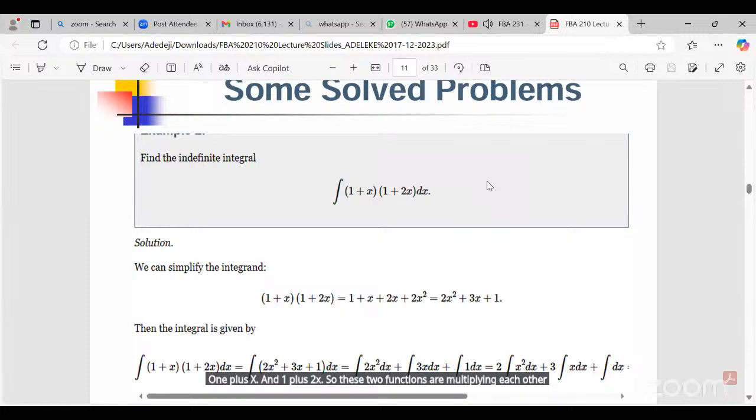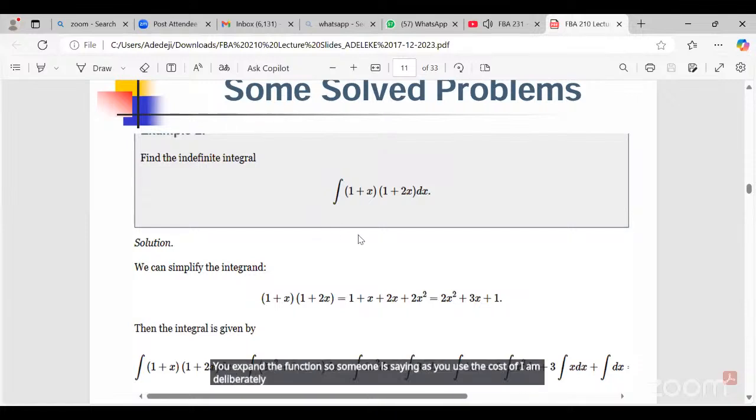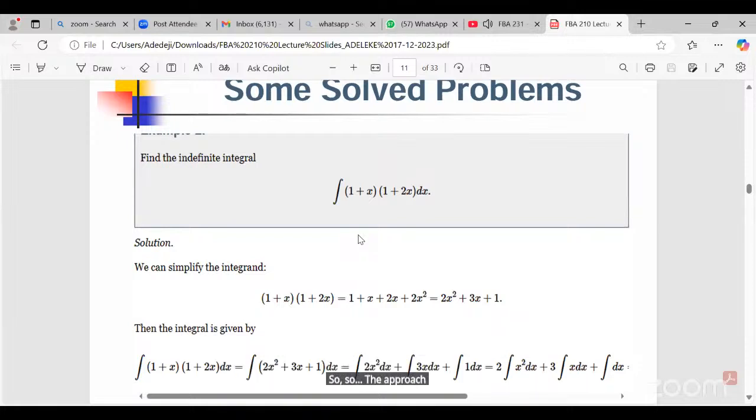So what you need to do before applying the integration is that you expand the function. You expand the function. Someone is saying, as you use the cursor, I am deliberately slow so that you will understand it as being displayed. The approach I'm using is deliberate so that everybody understands. There is no other example on the screen, so you will see that I have just one example being displayed.